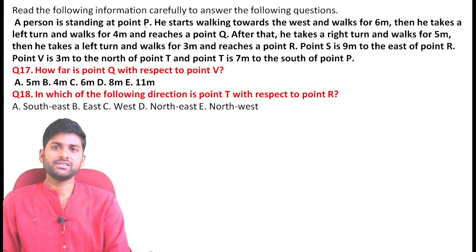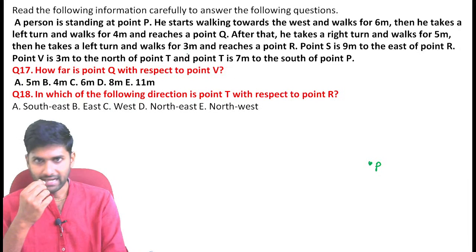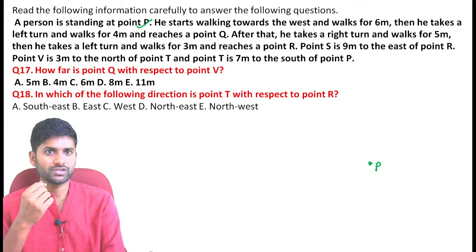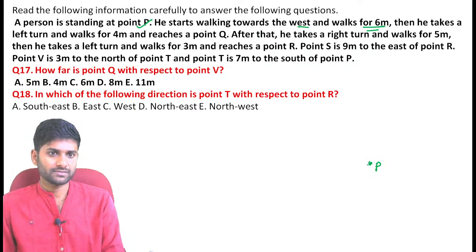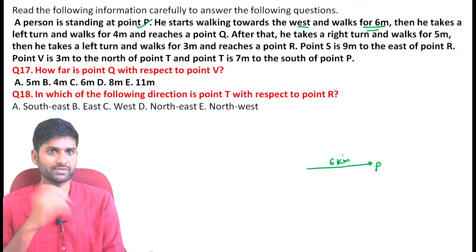Okay, just see that. A person standing at a point P. You just take it as one of the point P. This is the point P. Now, a person is standing at a point P and he walks towards the west for 6 kilometers.